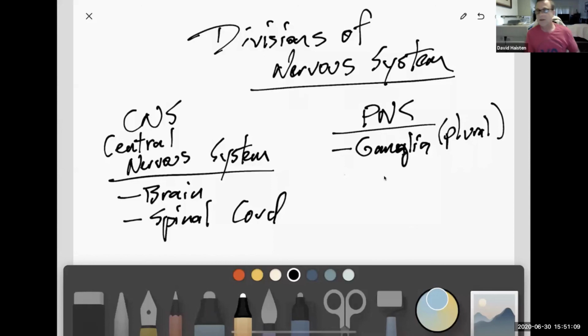Okay, so ganglia is plural. That's neuronal cell bodies outside of the central nervous system. Singular usage, when we're talking about one of them, is ganglion.